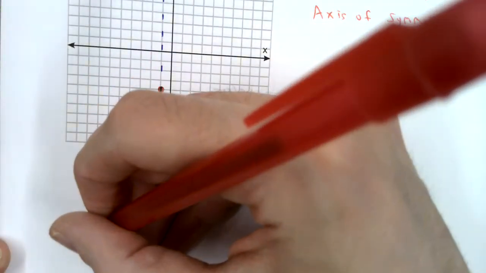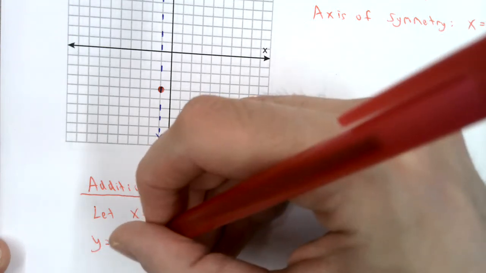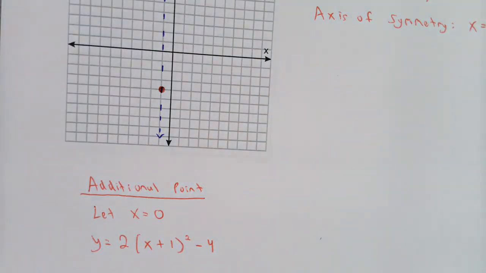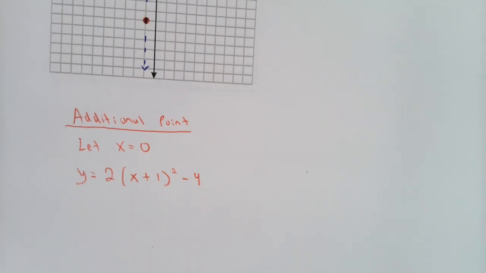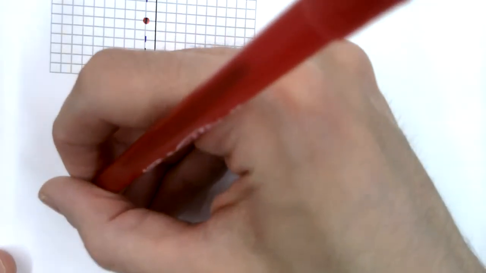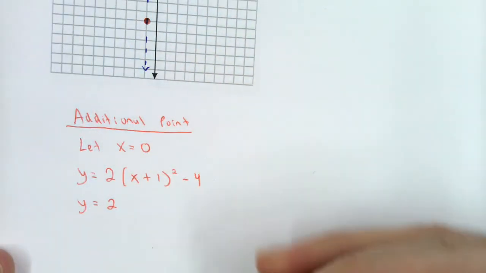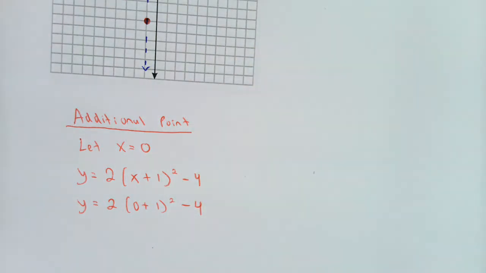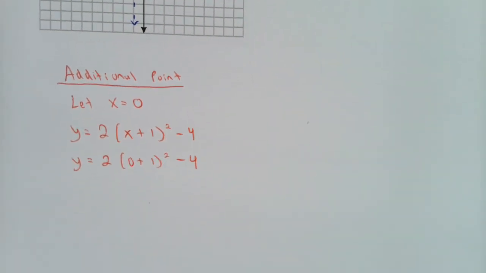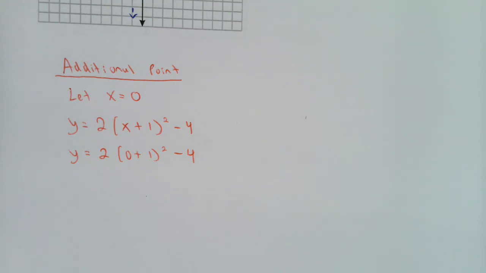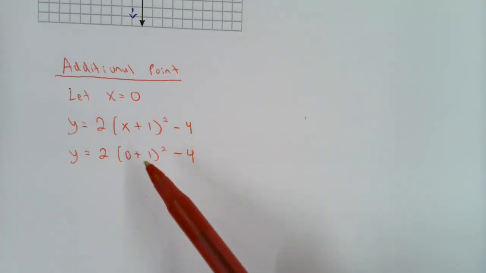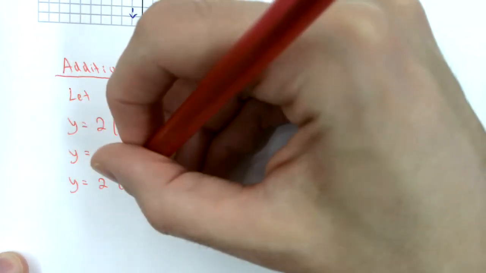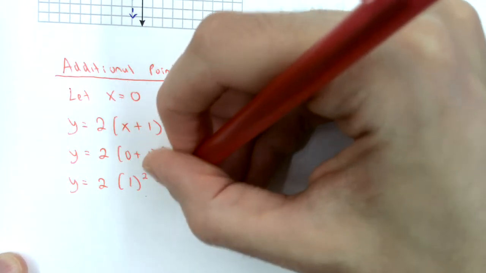So let me just copy down the original problem. Y equals 2 times x plus 1 squared minus 4. And let's substitute 0 in for x. So y equals 2, we're choosing x equals 0, so 0 plus 1 squared minus 4. You're just going to follow the order of operations and do it slowly, that way you don't make any careless mistakes. Parentheses first. 0 plus 1 is 1. So y equals 2 times 1 squared minus 4.